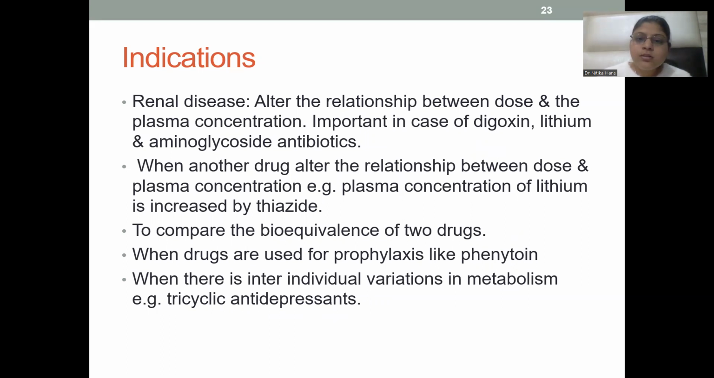When another drug alters the relationship between dose and plasma concentration, means in drug interactions, like plasma concentration of lithium can be increased by the thiazide diuretics. Means any interaction between the two drugs can lead to alteration of the dose and plasma concentration. And to compare the bioequivalence of two drugs, means both the two drugs which have a similar bioavailability, we can compare those bioequivalence of two drugs.